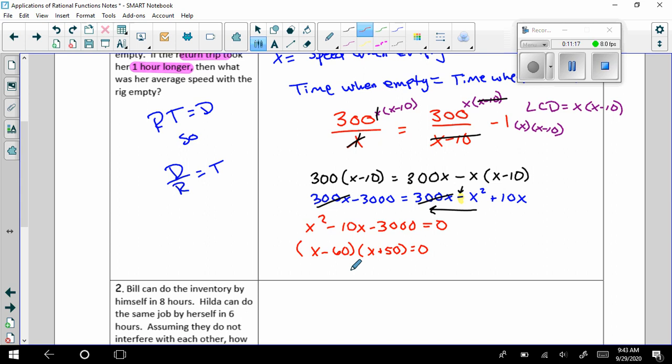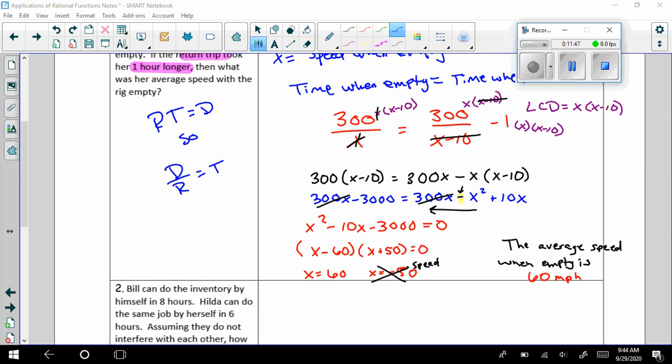So I get x equals 60 and x equals, excuse me, negative 50. Keep in mind I am talking about a speed. So even though these are usually both of your answers, we're going to ignore the negative answer because it is speed, and speed can't be negative. So the average speed when empty is 60 miles per hour.